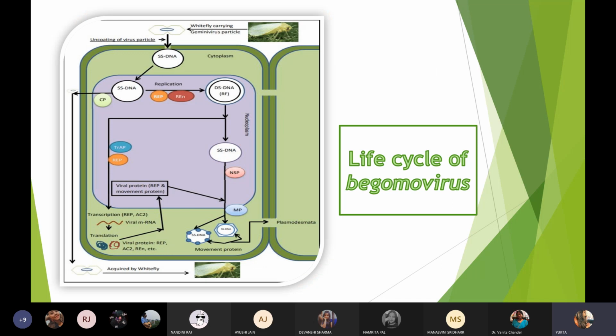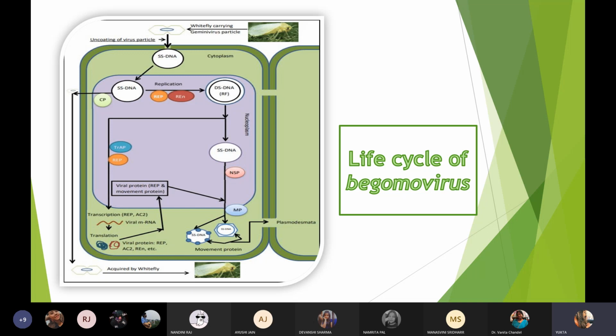So when the silverleaf whitefly interacts with the cotton plant leaf, I've taken here the example of infection in cotton plant, the transfer of the geminate particles takes place. The single-stranded DNA of the cotton leaf curl virus is transferred into the cytoplasm. From there, the single-stranded DNA enters the nucleoplasm via the single-stranded DNA-NSP complex. NSP here is a non-structural protein that helps in the entry of the viral DNA.